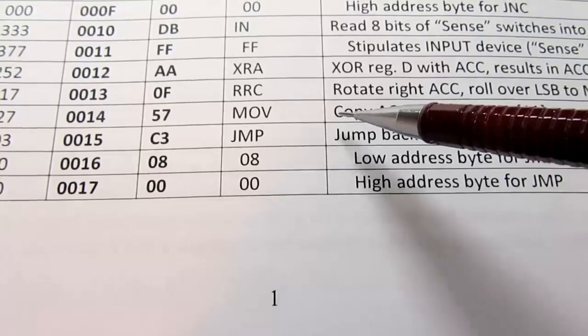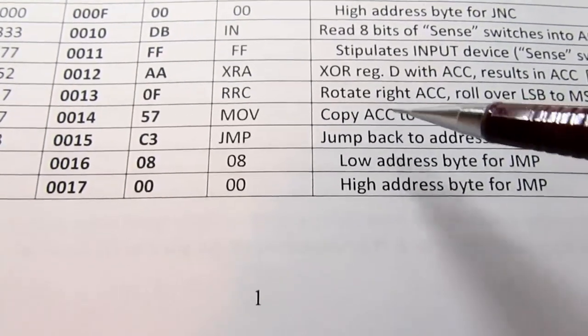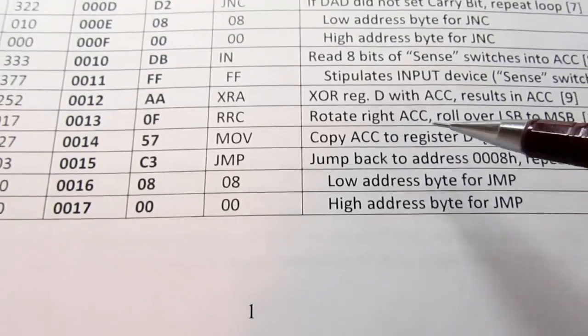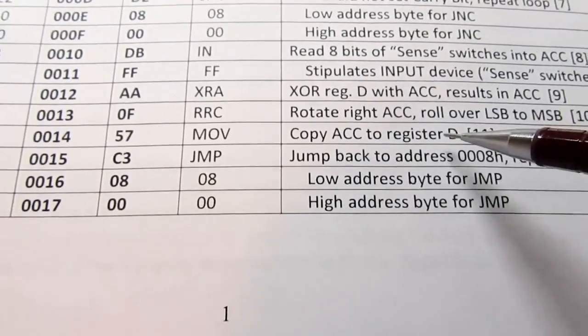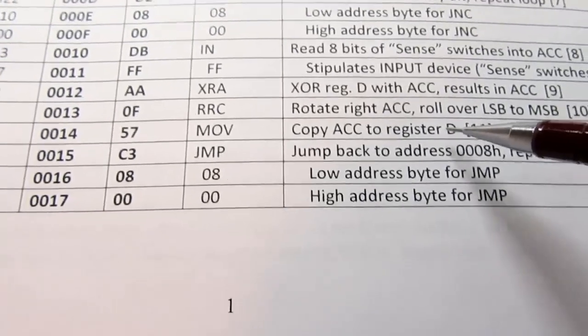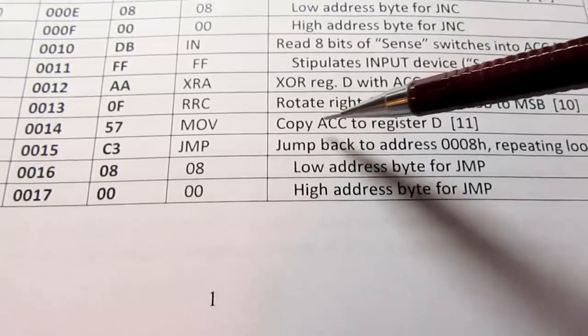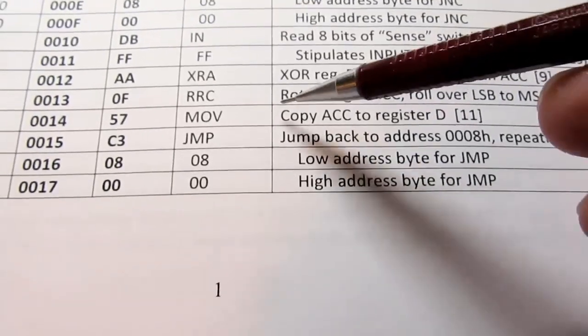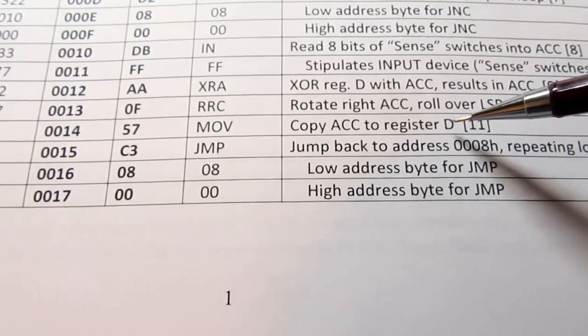Remember that the accumulator has a copy of the D register. It's not the D register itself. It's a copy of what was there after XORing it and rotating it right. And we need to get that information back into the D register so the rest of the program can use it. The accumulator is busy. You can't store stuff in the accumulator. So we've just worked on it in the accumulator. Now we've got to get it back into D for storage.